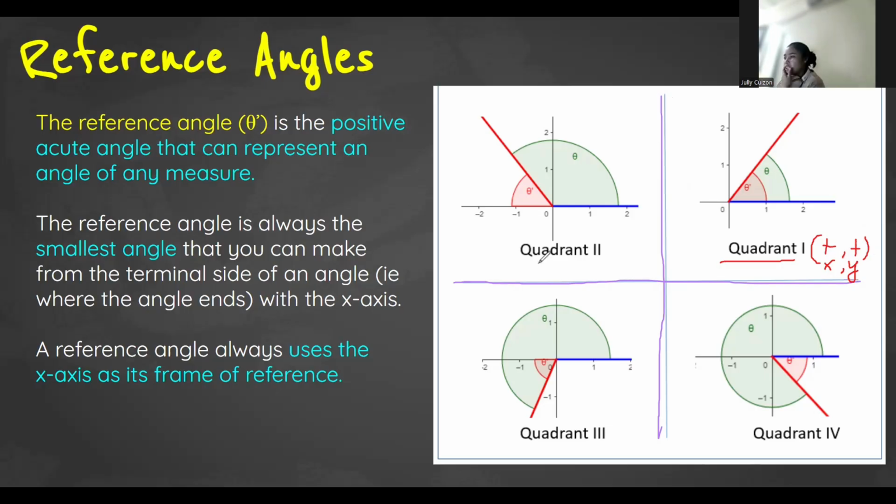In the second quadrant, x is negative and y is positive. In the third quadrant, x is negative and y is negative as well. In the fourth quadrant, x is positive and y is negative. So these are fixed. Even if you are given a negative angle, the first, second, third, and fourth quadrants are fixed. Their placements cannot be interchanged. Okay?